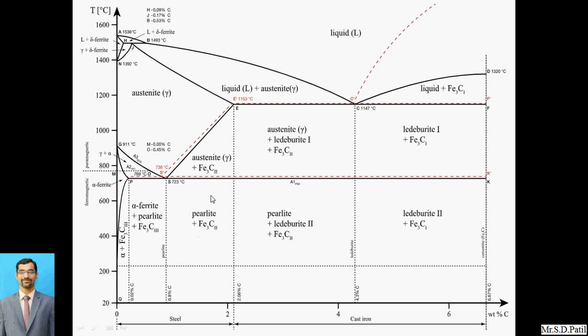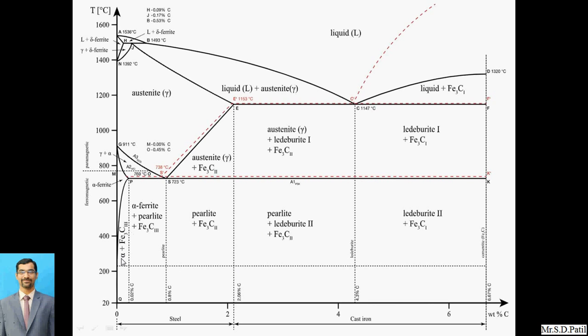When again we go to this zone, this will be hypo and this will be hyper eutectoid. So this will be present, the alpha ferrite phase will be removed and only the perlite and cementite will be present. Then again from this particular point this will be perlite plus ledeburite plus cementite, and finally it will be ledeburite plus cementite. So in this way the phases will be there in this diagram.